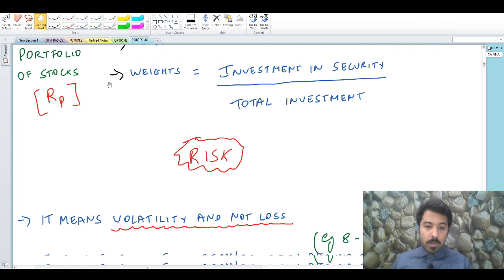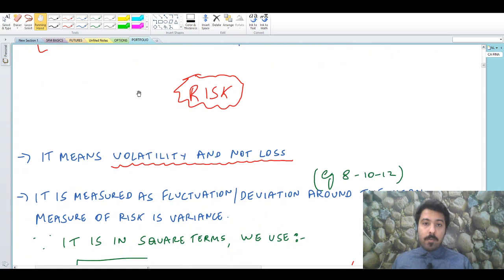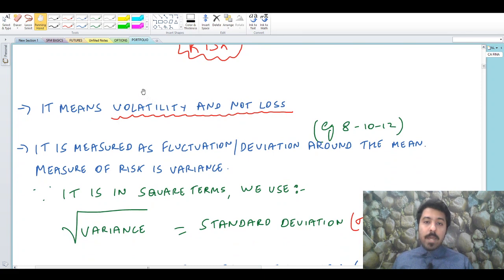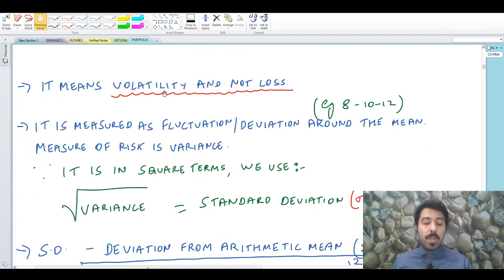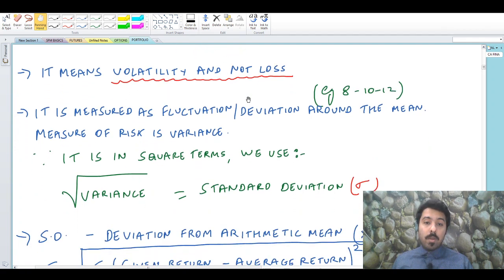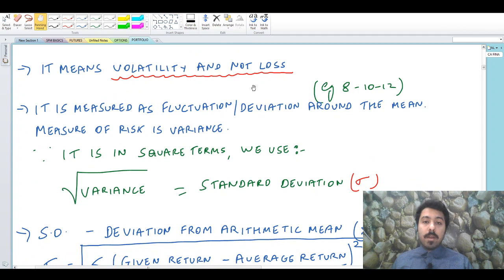Okay. And second part, risk. See, in the beginning we studied that we'll focus on two things, return and risk. We have understood return, now we'll understand risk. This is our base. We are building our base so that we can understand the concepts very nicely. Okay. And what is risk? It means volatility and not loss. Be very careful, people tend to make a mistake. Risk doesn't mean only loss, it means volatility, upside movement or downside movement.